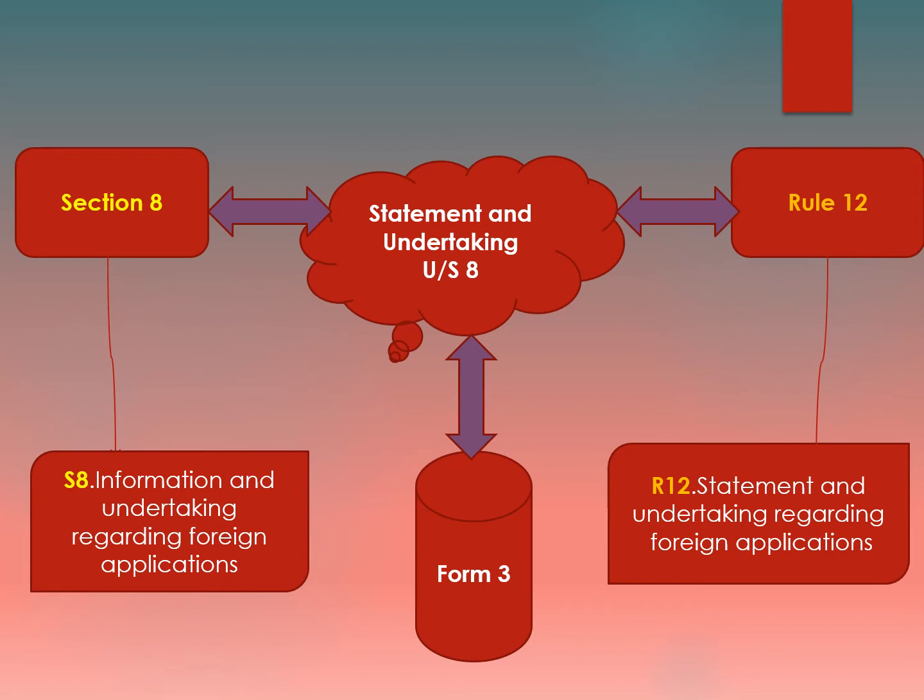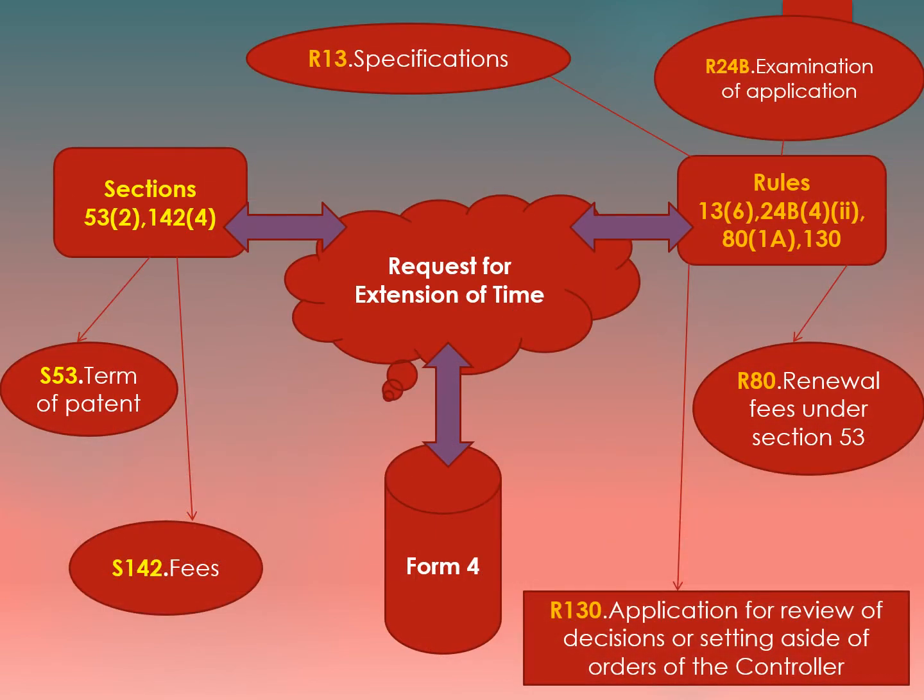Okay friends, here also you can find out the keywords, right? So you tell me what will be the keyword here. This is a question for you. Fine. What will be the keyword here? And by that we can correlate the form, the section and the rule. Fine. So form 3 is related to section 8 and rule 12. Next we will go to form 4.